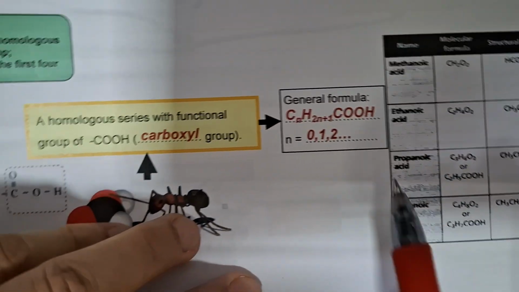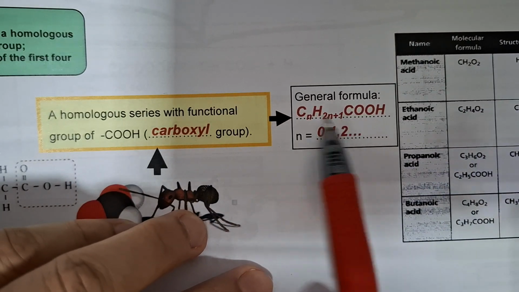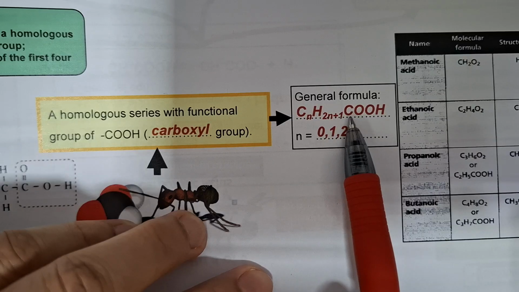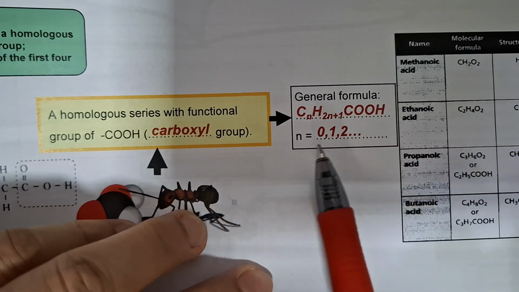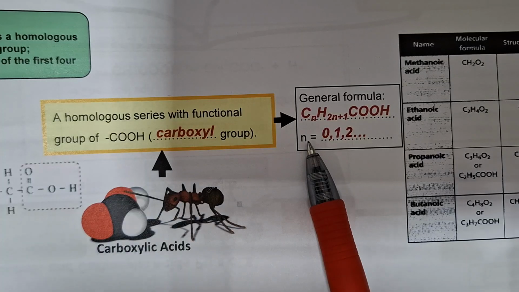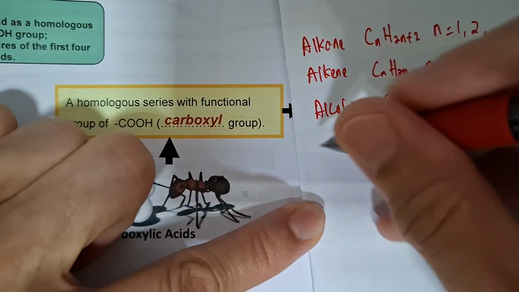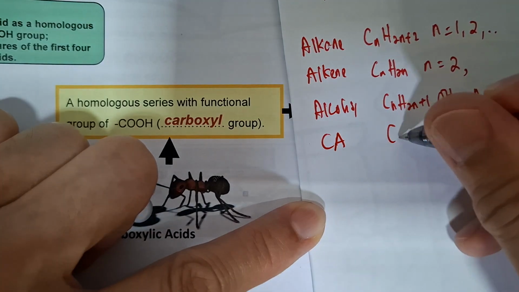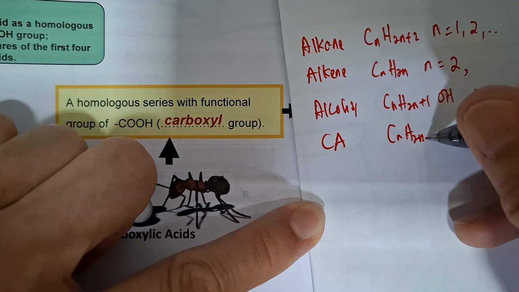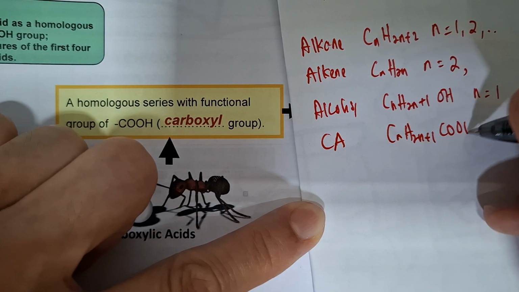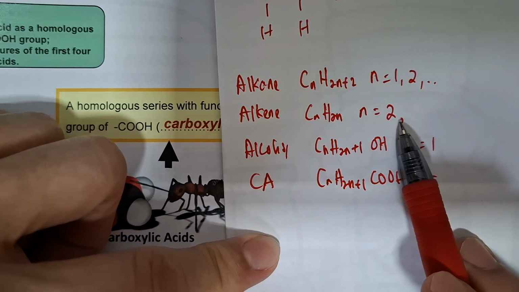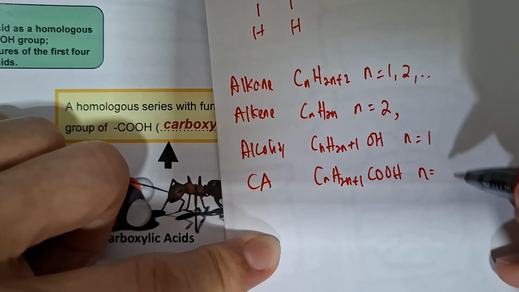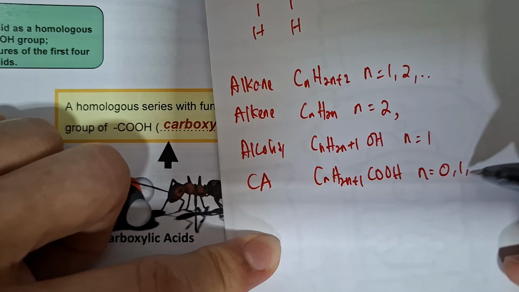All right, the general formula: instead of CnH2n+1OH, this one is CnH2n+1COOH. And take note, the n starts from 0. So for carboxylic acid, it is CnH2n+1COOH, and the n doesn't start from 1, doesn't start from 2, it starts from 0.